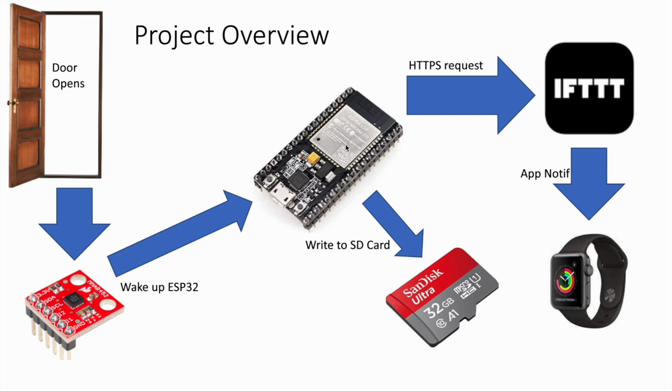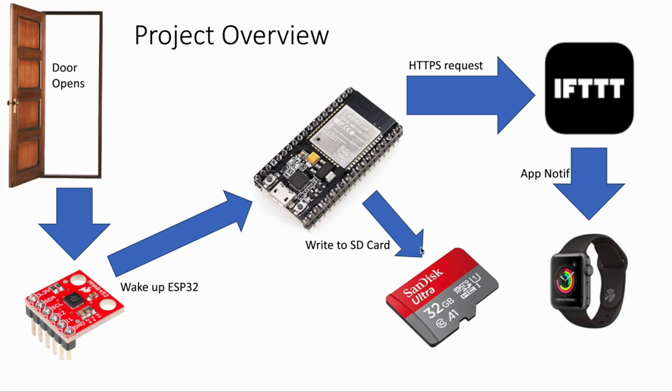I'm going to attach an assembly to the door that when the door opens, an accelerometer will collect some data. This accelerometer will use that information to wake up the ESP32, which will then send an HTTP request to If This Then That, which will send a notification to my phone and by extension my watch.